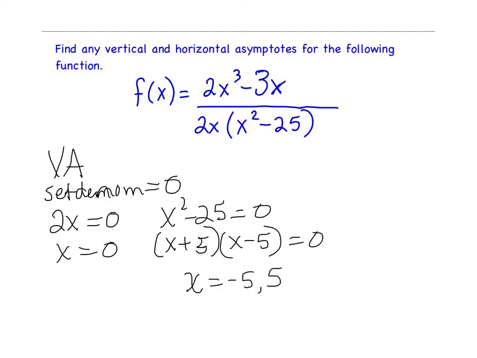X equals 0, so I've got 3 vertical asymptotes. I have a vertical asymptote at x equals 0, x equals negative 5, and x equals 5. It has 3 vertical asymptotes.